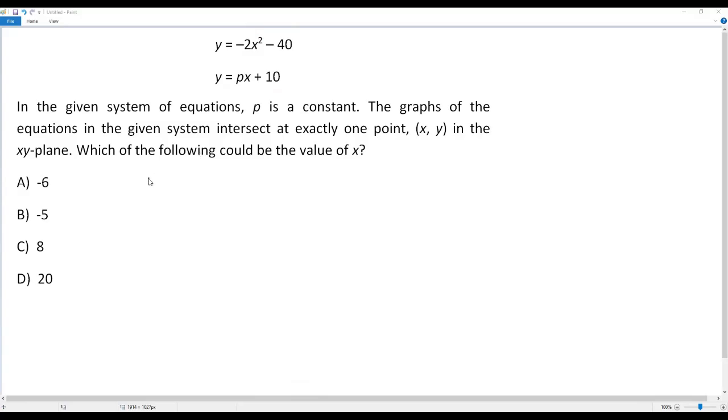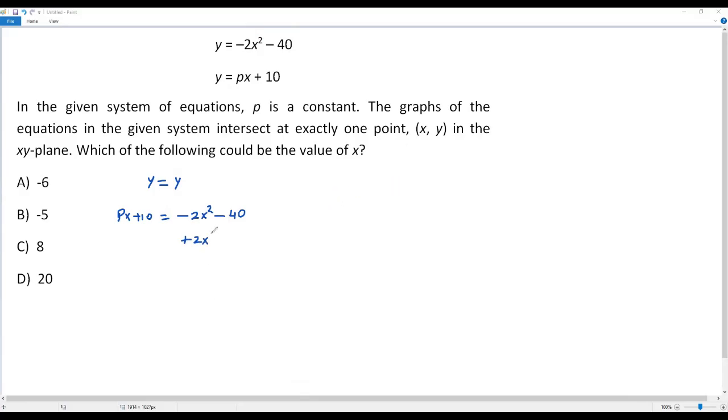Okay, now let's equate y and y. For the y on the left side, let's consider the second equation. Then I'm getting px plus 10. And for y on the right side, we can consider the first equation, that is negative 2x squared minus 40. Here we get a quadratic equation. Let's get this quadratic equation into standard form. Standard form means ax squared plus bx plus c equals 0. That is, we have everything on one side of the equation, and on the other side 0.